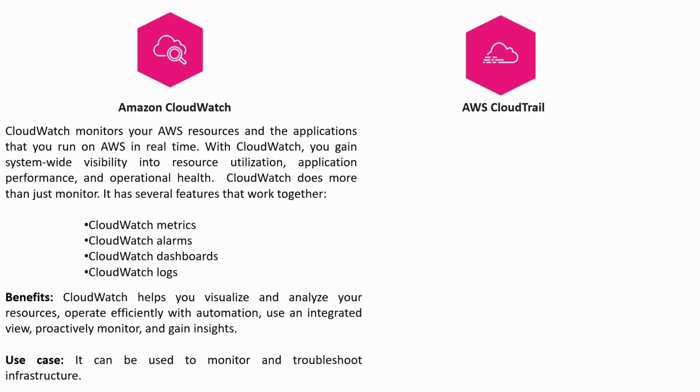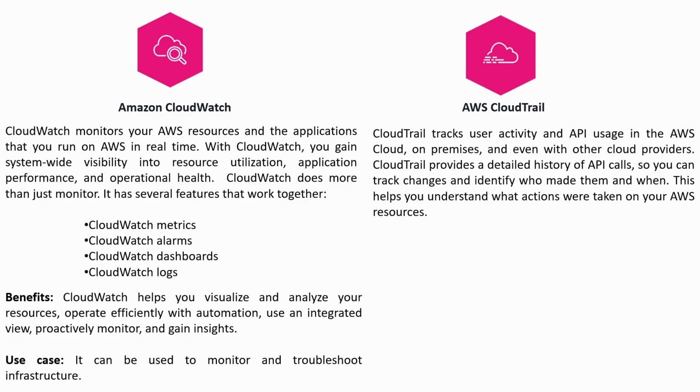CloudTrail, on the other hand, is about activity. It's the audit log. It answers who deleted the database at 2 a.m. It tracks every API call made in your account. CloudTrail tracks users' activity and API usage in the AWS Cloud, on-premise, and even with other cloud providers. CloudTrail provides a detailed history of API calls so you can track changes and identify who made them and when. This helps you understand what actions were taken on your AWS resources.